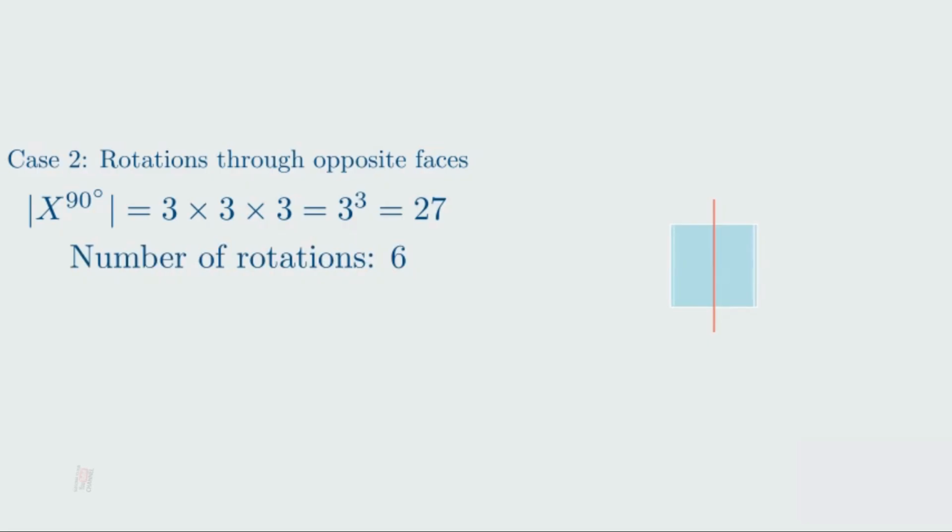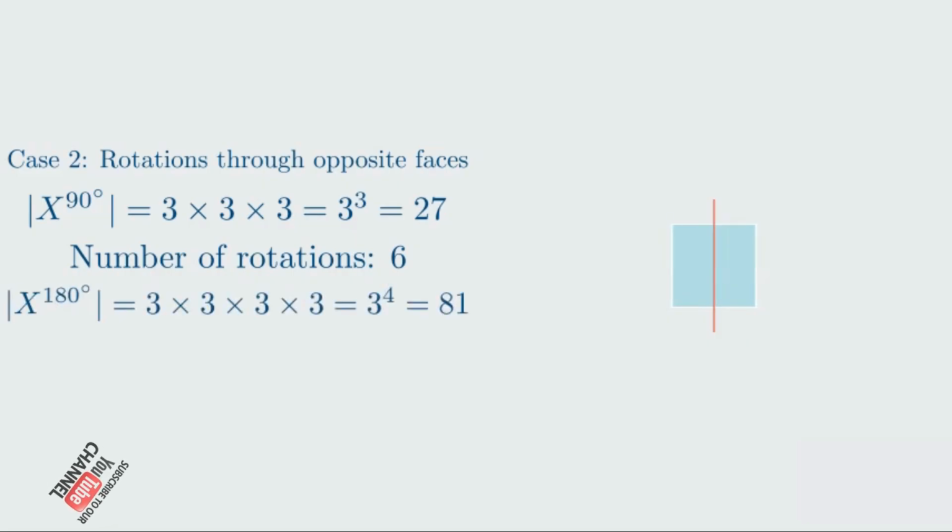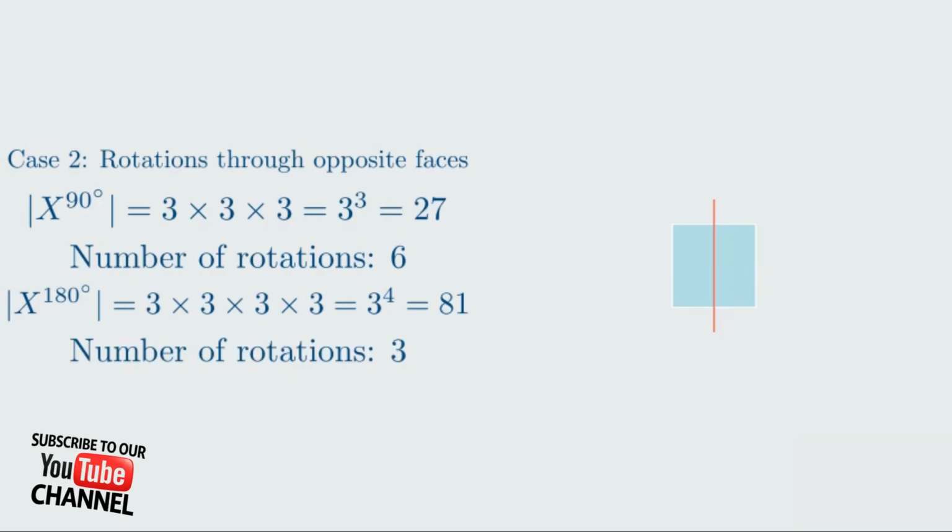What about a 180-degree rotation around one of these axes? This swaps 2 pairs of side faces. For a coloring to be fixed, these 2 swapped pairs must have the same color. This gives us 4 orbits of faces. With 3 colors, there are 3 to the 4th, or 81, such fixed colorings. There are 3 such 180-degree rotations, 1 for each axis.